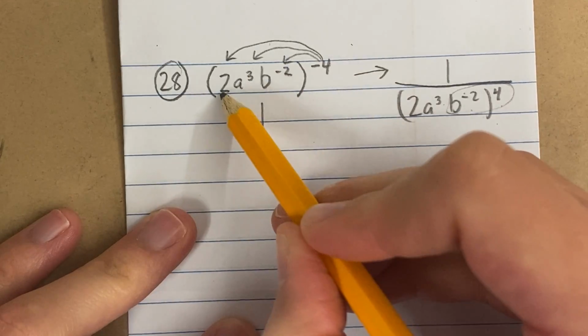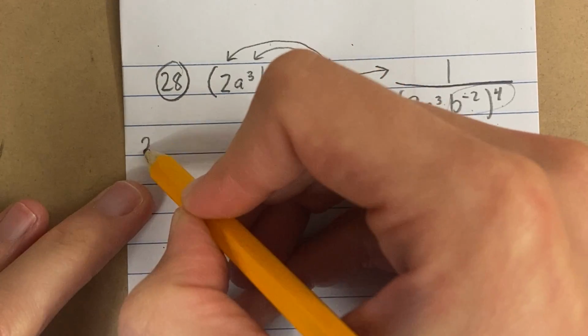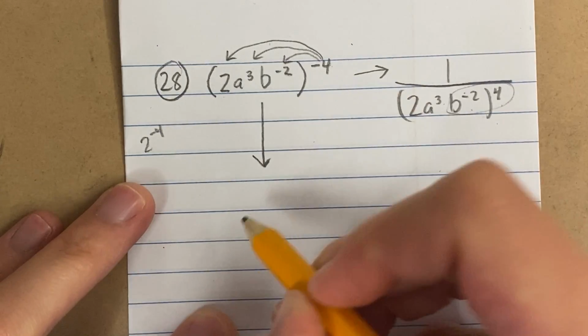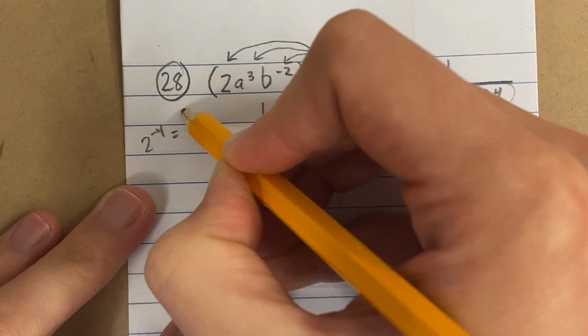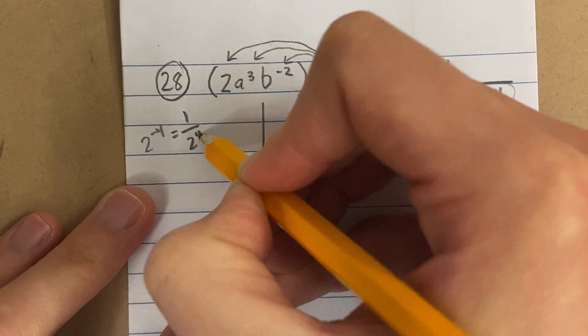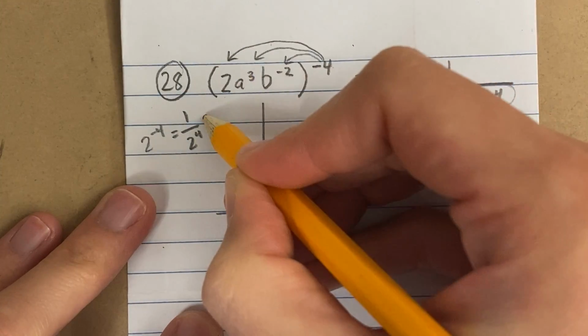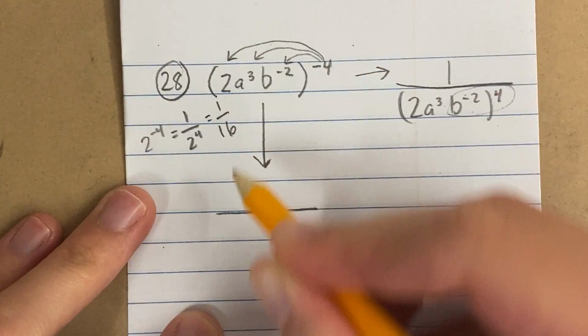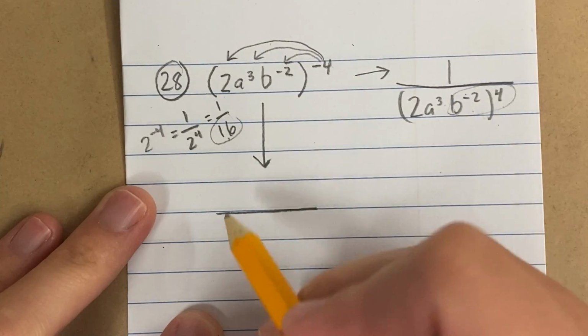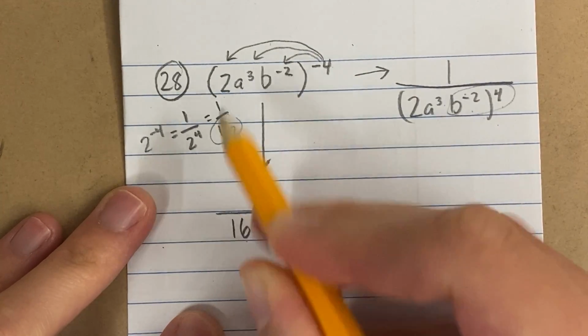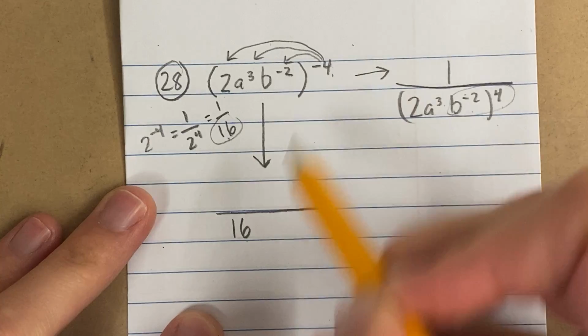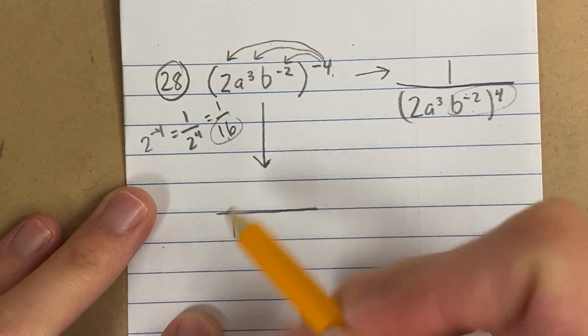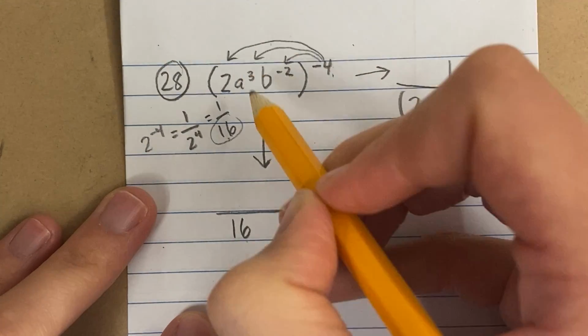Well, if this is 2 to the negative fourth, remember, that equals 1 over 2 to the fourth. So 2 to the fourth is 16. So this 16 goes on the bottom. Why? Because this was 2 to the negative fourth. So it's not 16, it's 1 over 16. So we're putting it on the bottom of our fraction.